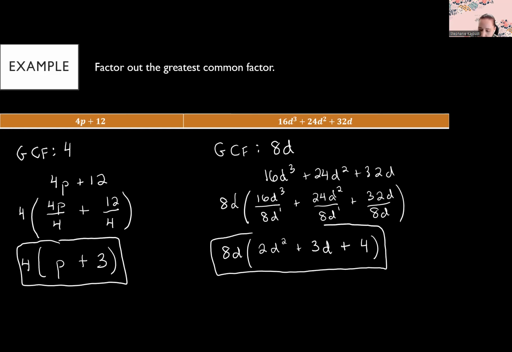And so your final answer is 8d in front. And then in parentheses, you have 2d squared plus 3d plus 4. Whenever you end up with something inside the parentheses that has an exponent of 2, there's a potential to factor further. But we're just focusing on only factoring out the greatest common factor. So no, we're not looking at going further at this point. We just want to practice this step, which is reversing the distributive property. Are there any questions?